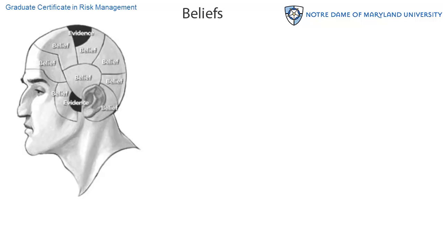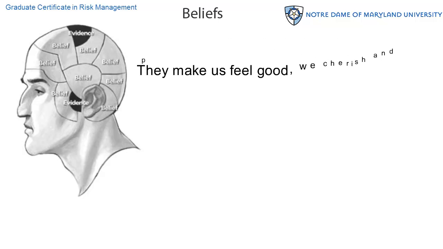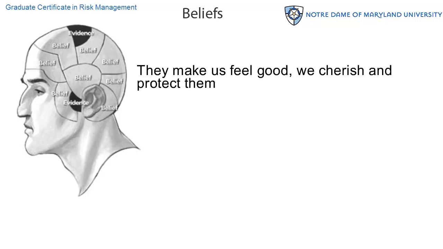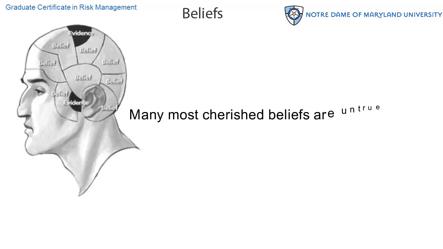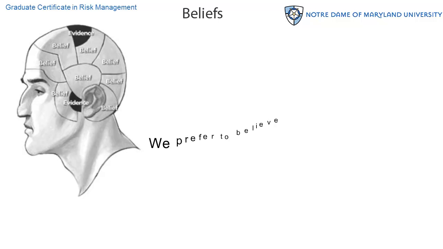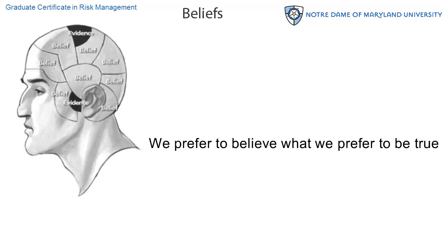If you've been keeping track, the eighth thing that humans do that leads to fallible thinking is we cling to untrue beliefs. We treat them like our possessions, and that's because they make us feel good. We cherish and protect our beliefs, whatever they might be. Nevertheless, many of our most cherished beliefs are untrue. Usually we prefer to believe what we prefer to be true.